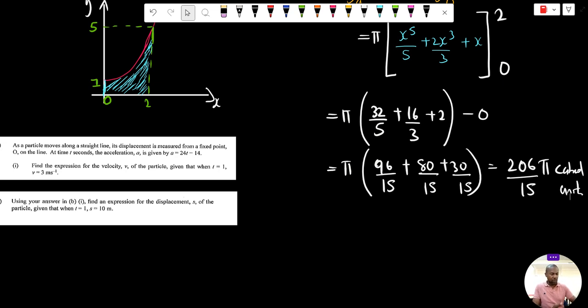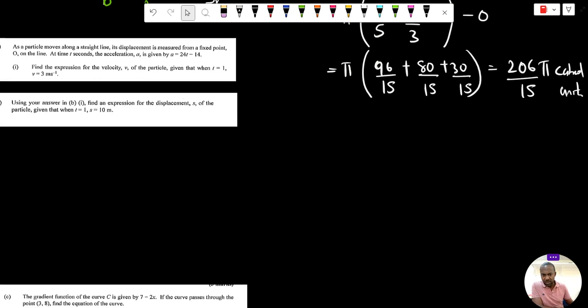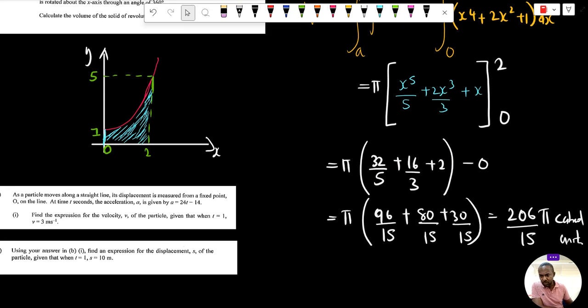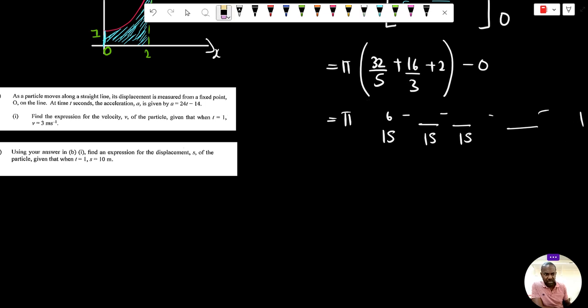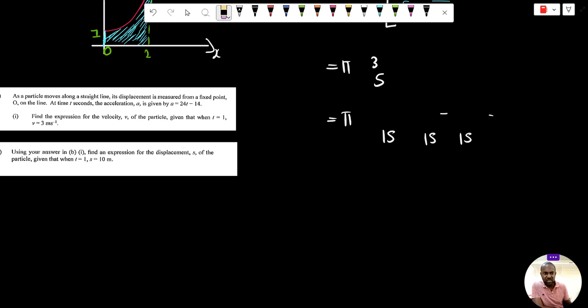All right, so that was part A of the question. Now let's move on to part B. What does part B say? Part B says that as a particle moves along a straight line, its displacement is measured from a fixed point O on the line. At time t seconds, the acceleration a is given by a equals 24t minus 14.